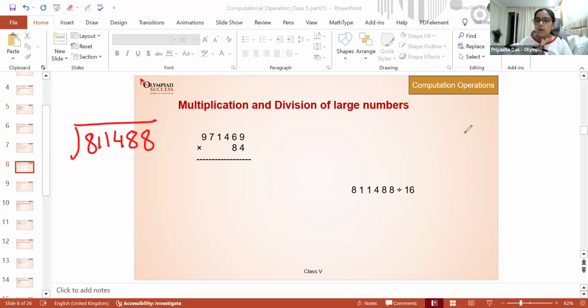So the division method is to be done in two ways. The first one is the normal long division method. And by long division method, what do I mean? That I'll keep 16 as my divisor, this big number as my dividend, and I'll start using the table of 16. I'm not sure how many of you remember the table of 16, but if you do not, then there's no problem. You can actually do hit and trial.